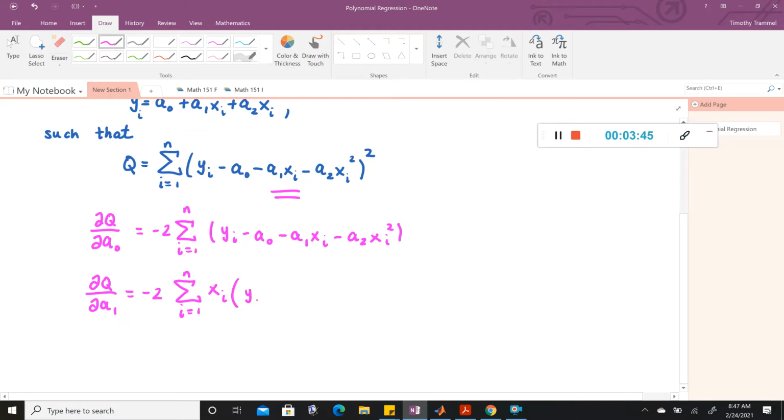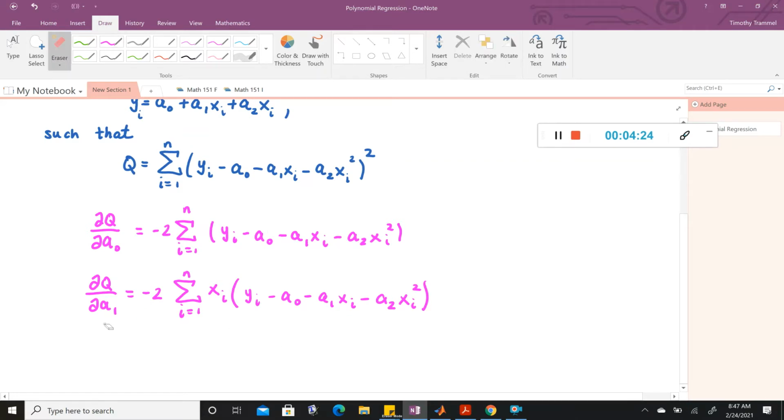And then we'll still have our y sub i minus a sub 0 minus a sub 1 x sub i minus a sub 2 x sub i squared, and then all to the 1. Okay. But remember, the derivative of the inside using the chain rule would have just been the derivative of this piece here, which would be minus x_i with the addition of this 2 that we brought down here. And so you can see we have the minus 2 and we have the x sub i all here. Okay.